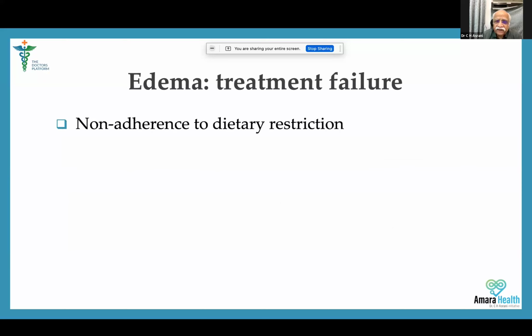When does treatment fail? Patients may be taking diuretics, but salt is going in. So, as a practicing physician, when you say reduce salt, you have to caution them about hidden salt. No, doctor, I don't take salt at all. My food is made without salt. What about pickle? Yes, I take one piece of pickle every day. Pickles, chutneys, papad, farsan, chips. These are all very high in salt content.